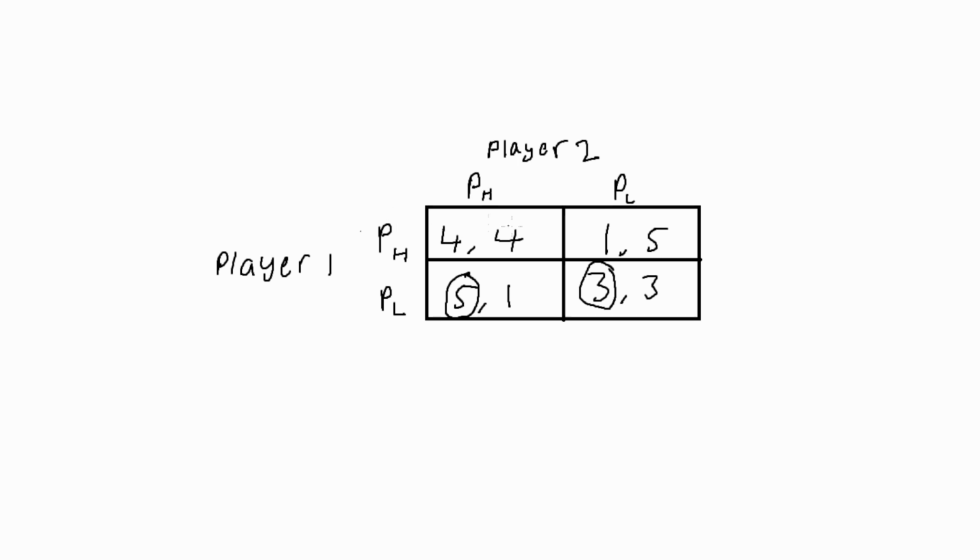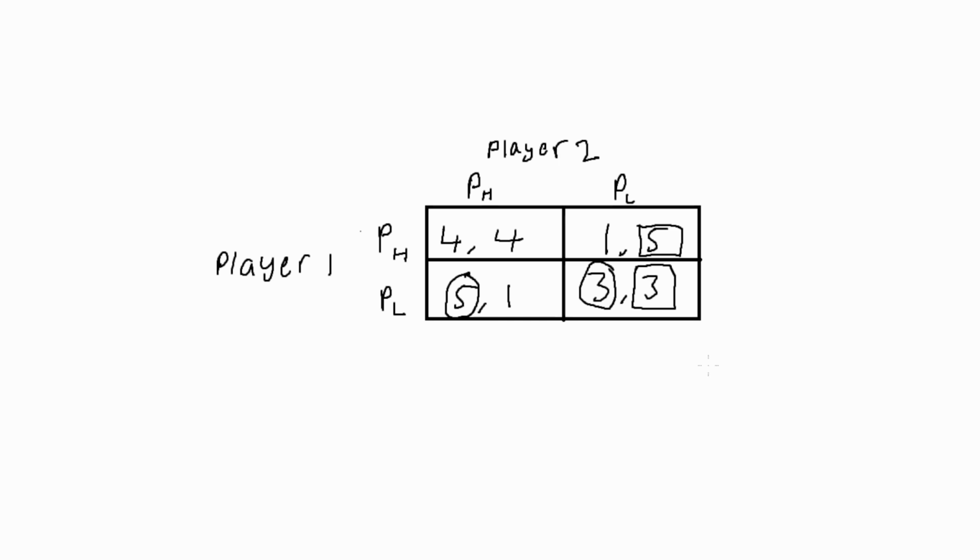Now let's just repeat this process to find player 2's best responses to player 1's actions. So if player 1 has gone price high, then player 2 can either get a payoff of 4 or 5. And they would prefer a payoff of 5. So I'll highlight that. And then again, if player 1 goes price low, they can either get a payoff of 1 for going price high or a payoff of 3 for going price low. And clearly they would prefer a payoff of 3. So we'll mark that.